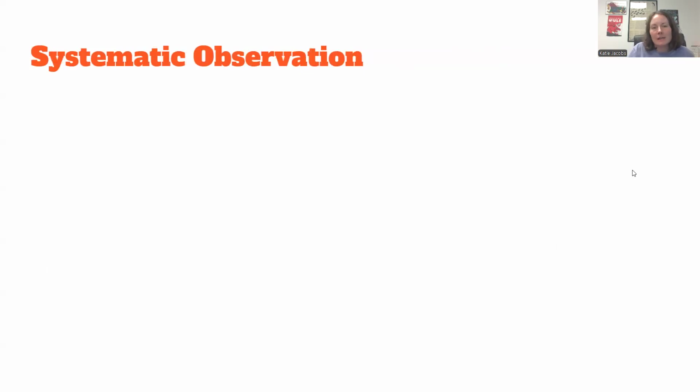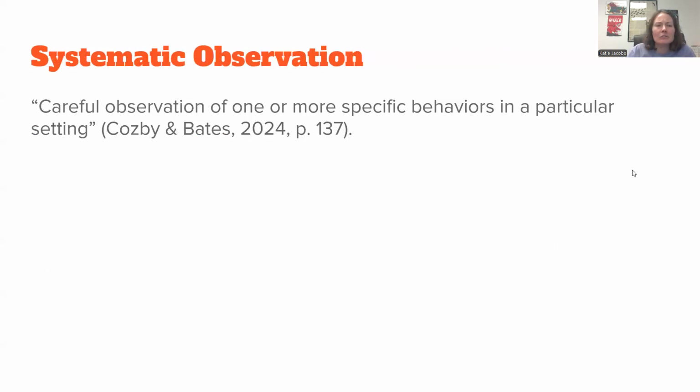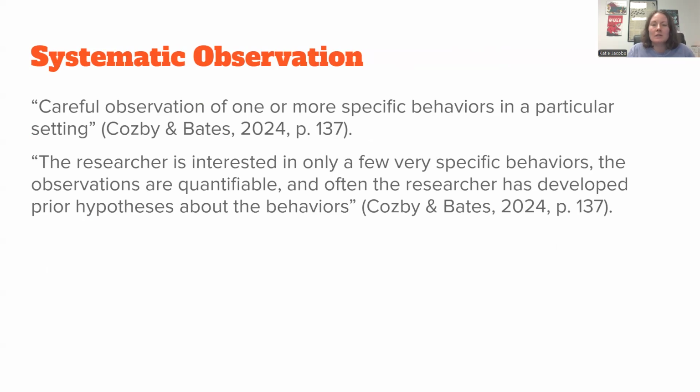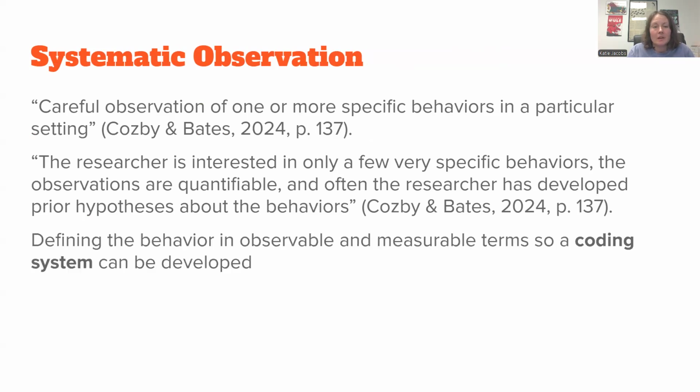We also have systematic observation, and this is careful observation of one or more specific behaviors in a particular setting. The researcher is interested in only a few very specific behaviors. The observations are quantifiable, and often the researcher has developed prior hypotheses about the behaviors. So defining the behavior in observable and measurable terms, they do this so that they can develop some sort of coding system. And when they do this, sometimes you'll hear it referred to as a coding book.